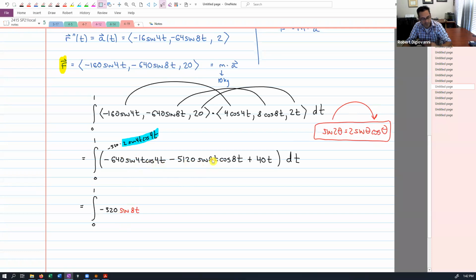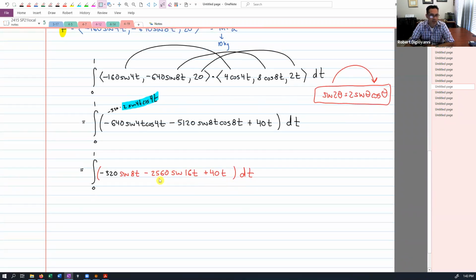And I'm going to do the same thing here. This will become, let's see, what's half of 5120? 2560 times sine of 16t plus 40t. And now we can integrate this, yes? I'll stop here, dot, dot, dot. I like this only because I don't have to do any substitution, really. It's just a pretty clean antiderivative.